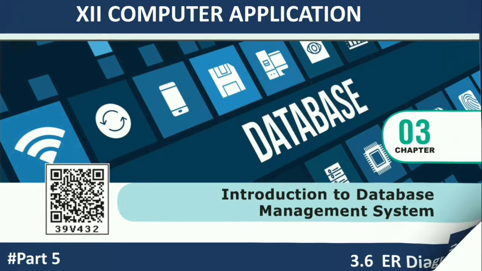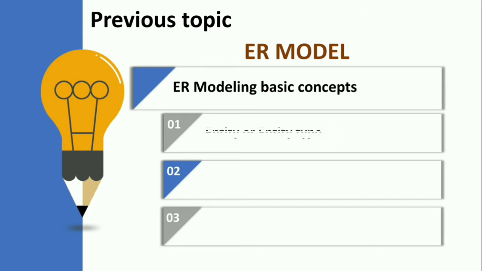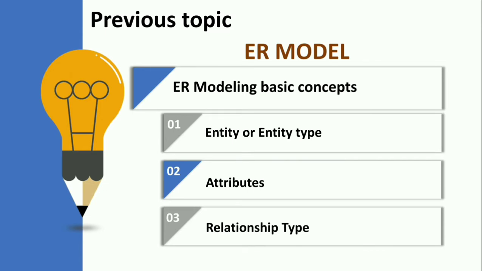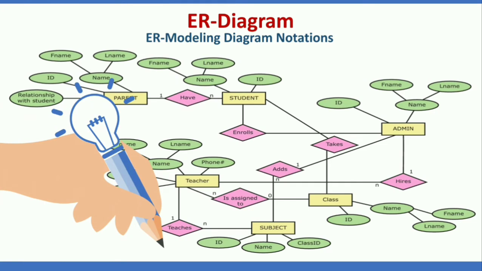Okay, now let's check the previous topic. Yes, we have discussed the entity relationship model. Under that, we have discussed modeling basic concepts. Yes, there are three main concepts: entity or entity type, attributes, and relationship type. And now we are going to discuss the ER diagram. Yes, the topic is continued.